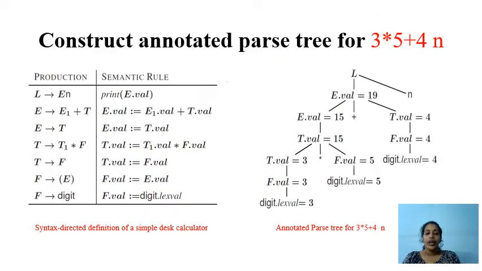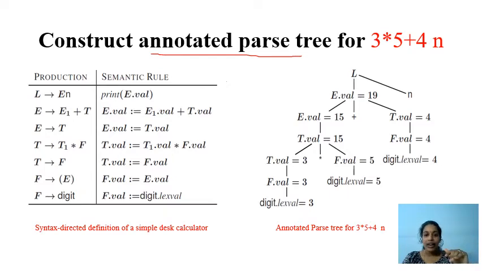Let's construct an annotated parse tree for 3 times 5 plus 4n. What does this n mean? n is some end marker, like a dollar in the previous examples. Using this SDD, we have to perform the semantic analysis.